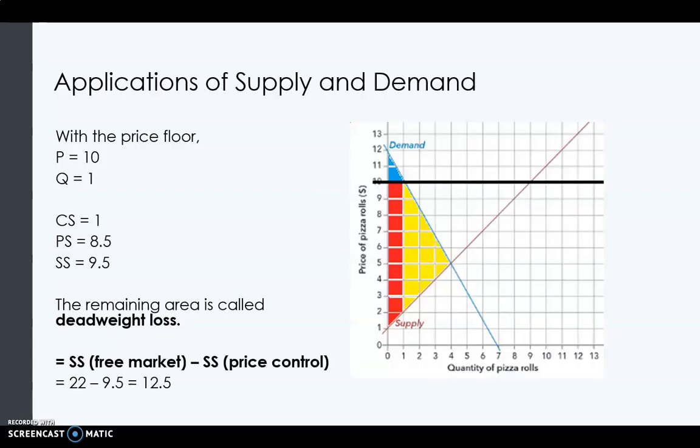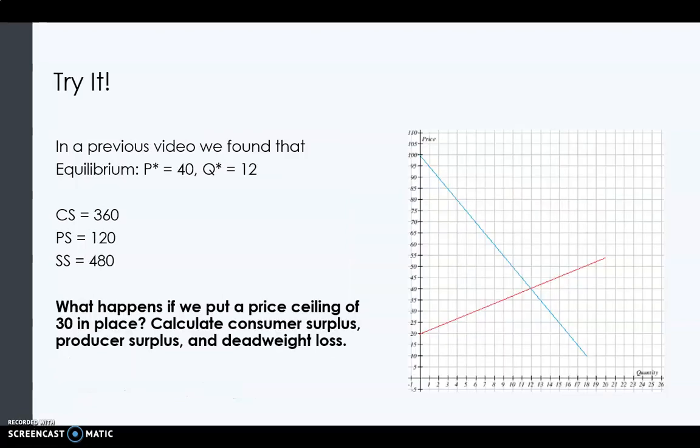So let's figure this out. The free market surplus was 22. The surplus with a price control was 9.5. So the difference here is 12.5. That's no fun, right? So 12.5 is our deadweight loss. So let's do a practice problem.